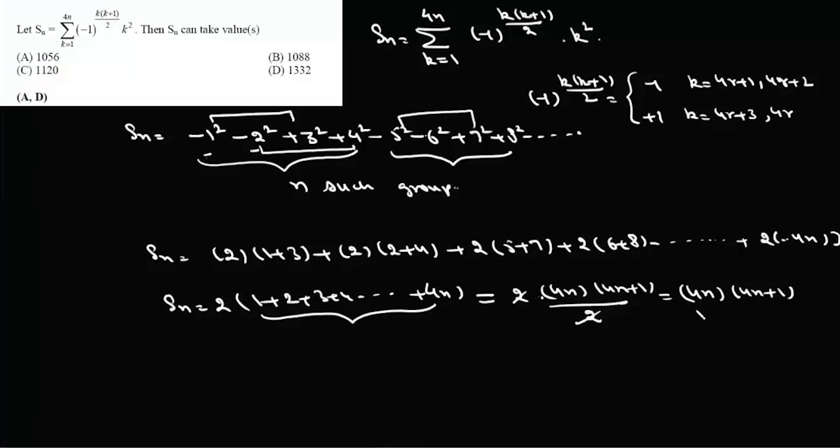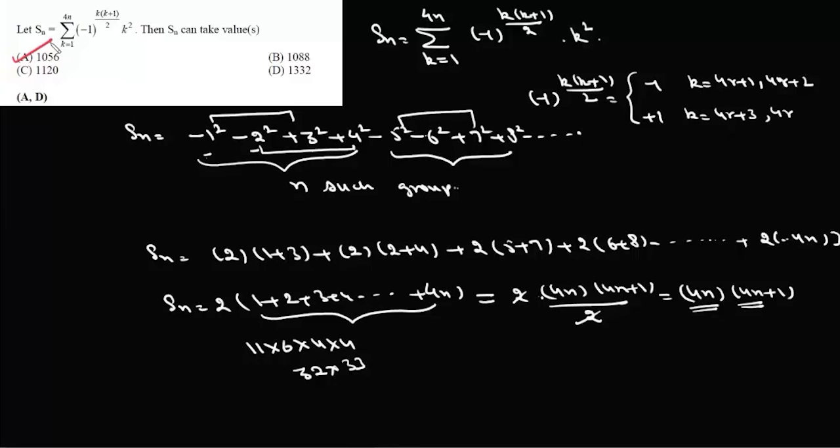So this Sn can take the value when we have two consecutive numbers such that one of them is a multiple of 4 and the other one leaves a remainder 1 when divided by 4. Now 1056, it is 11 into 6 into 4 into 4, which is 32 into 33, which satisfies this criteria. So this A, it is correct.